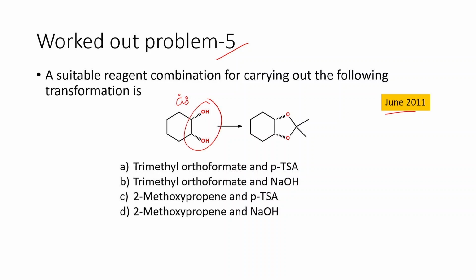So 4 combinations are given. The first one is trimethyl orthoformate with PTSA, that is acid. The second one is trimethyl orthoformate with sodium hydroxide, which is a base. The third one is 2-methoxypropene and PTSA, so that is again an acid. The last one is 2-methoxypropene and sodium hydroxide, so this is nothing but the base. So we have 2 reagents each treated in the presence of an acid or base to give the protected product. Now we will have to find out what could be the reagent that will be used in this reaction.